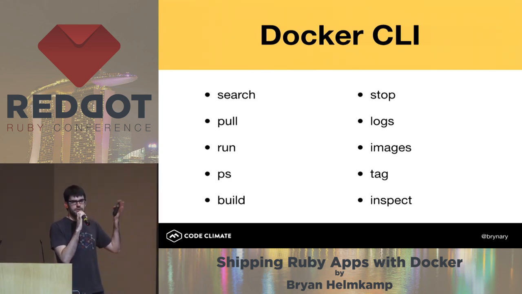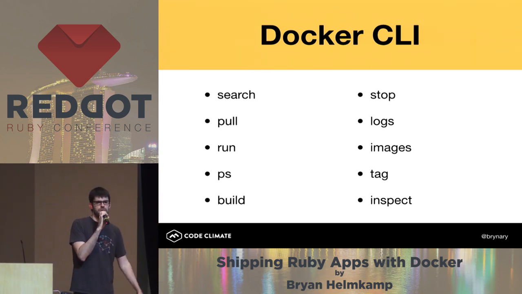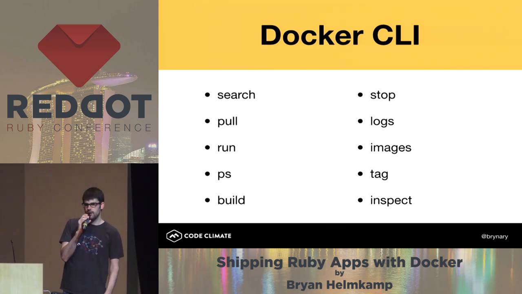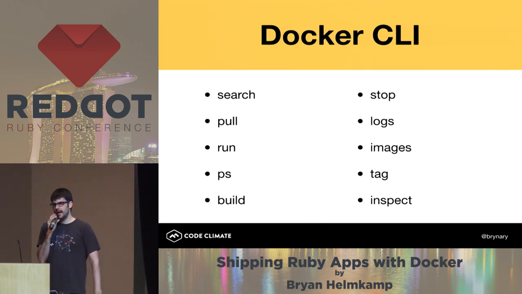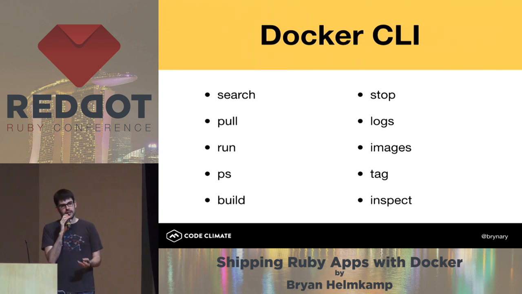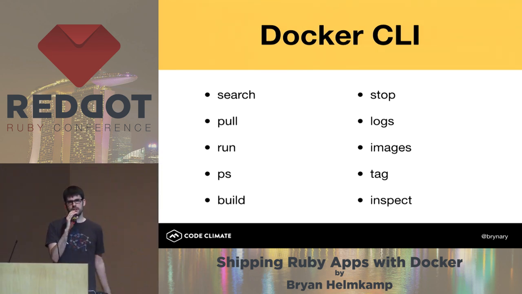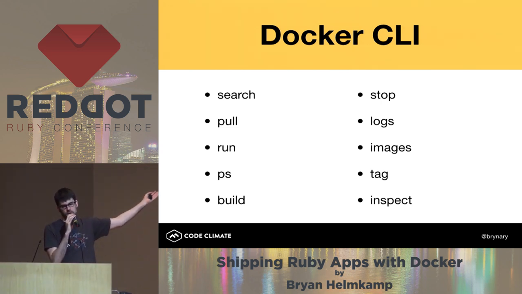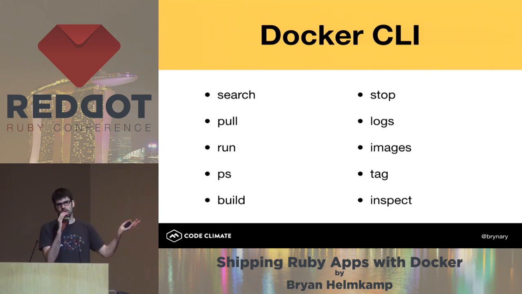There's a public registry of Docker images. So if you need to run something like, say, Redis, MongoDB, RabbitMQ, it's likely that somebody's already gone through the work to package that up into a Docker image, which you can just search for on the public registry, and then Docker pull will download that to your Docker host so that you can run it anytime you want.